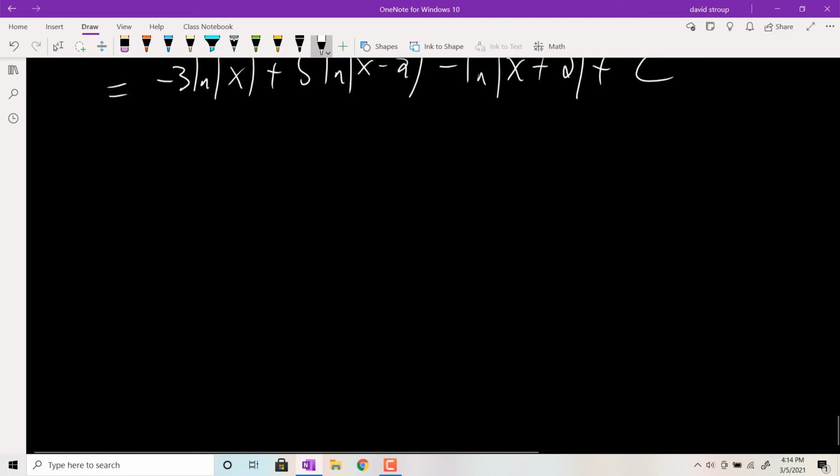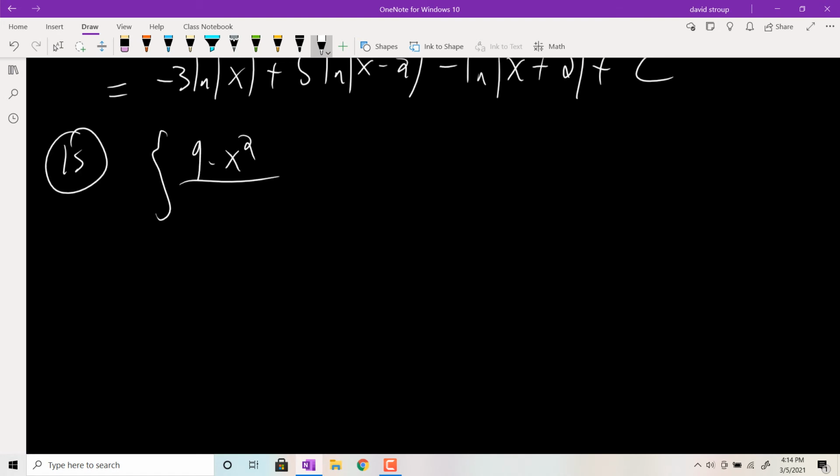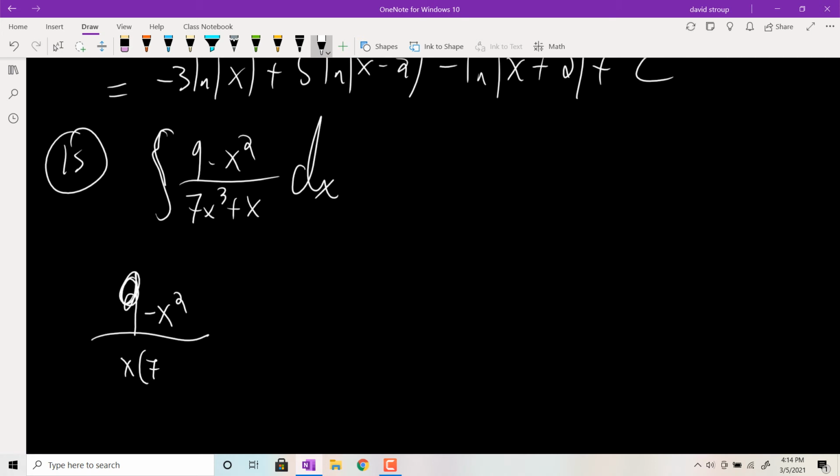So one where we do equating coefficients. Number 15: the integral of 9 minus x squared all over 7x cubed plus x dx. Okay, so partial fractions again. So 9 minus x squared all over, I'm going to factor the denominator, get an x out there, so I get x times 7x squared plus 1.